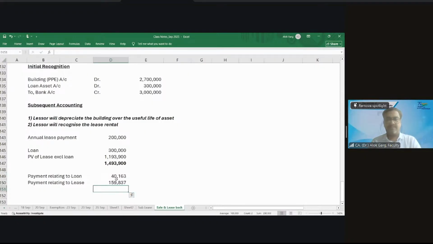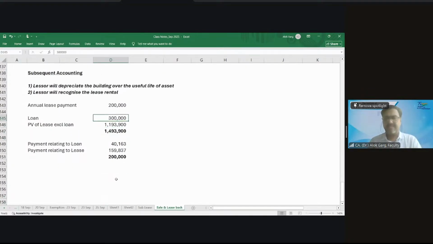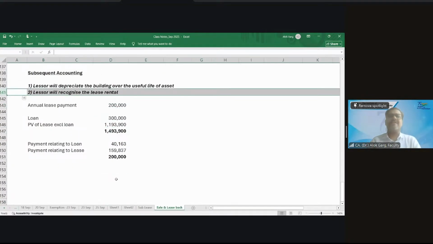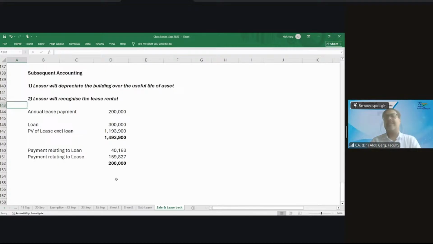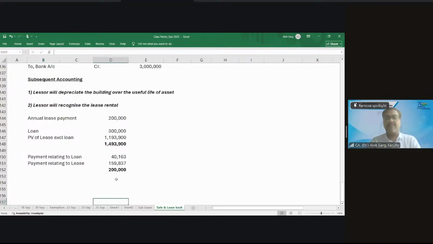Sir, I have a small query. I think lessor is accounting as an operating lease, right? Yes, because it's a building now, and the question is also silent about subsequent accounting. I am doing the subsequent accounting so that you will be able to understand it. So now what is my lease rental income every year? Every year, what will lessor recognize as lease rental income?